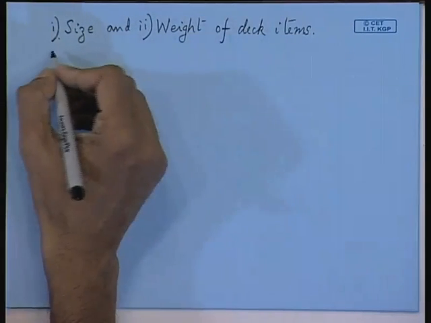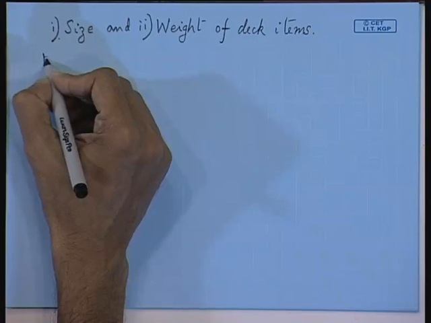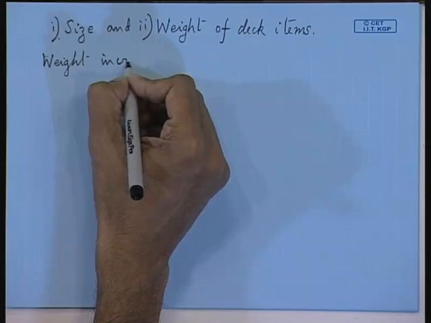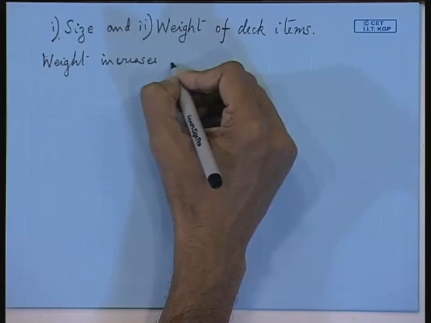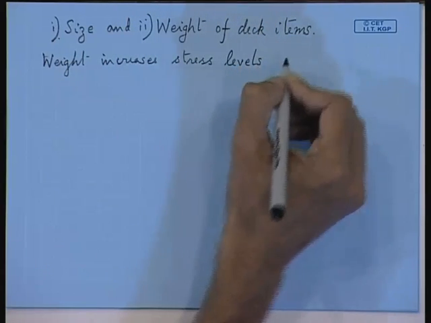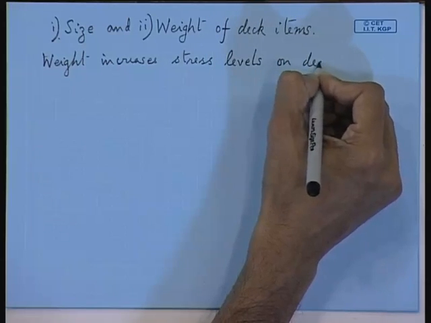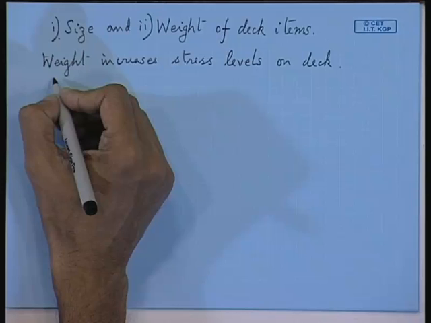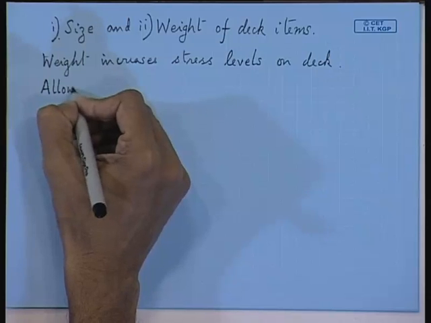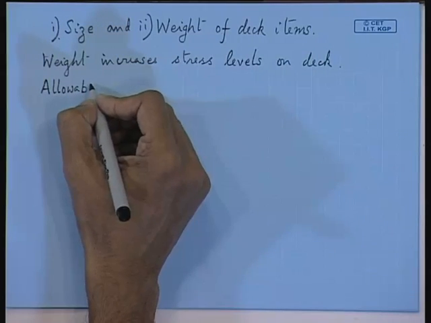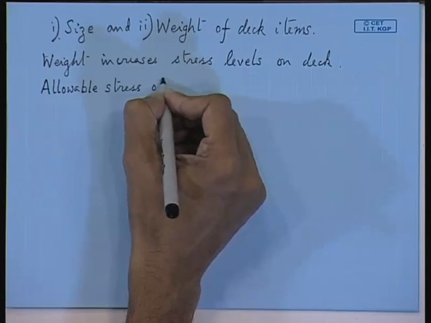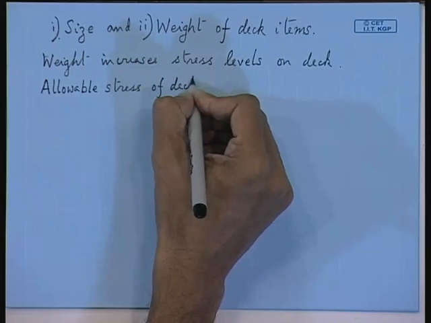Now, the weight is an important factor. Why? Because weight increases stress levels. Weight increases stress levels on deck. So, this other governing factor is called the allowable stress. What is your allowable stress of the deck? That is given in various rule books.